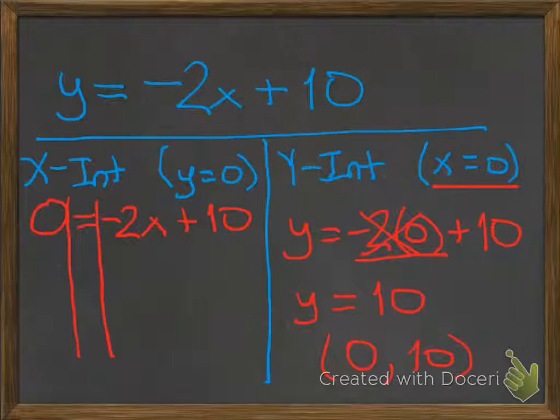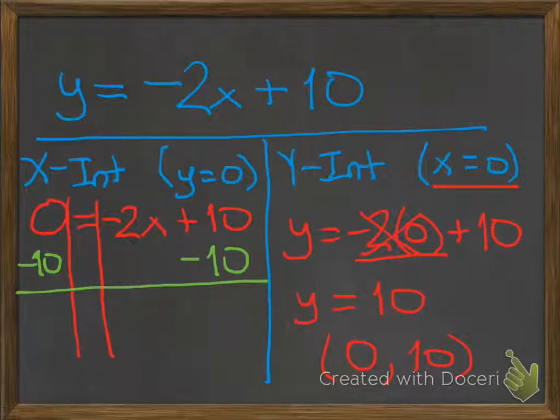To do that, we're going to take the 10 that's on the right side, and we're going to subtract it from that side. So we're going to subtract 10 on each side. The plus 10 and the minus 10 on the right side are going to cancel out, so we're just going to zero that out. And then we have 0 minus 10, which is a negative 10, equals negative 2x. Just bring everything else down.